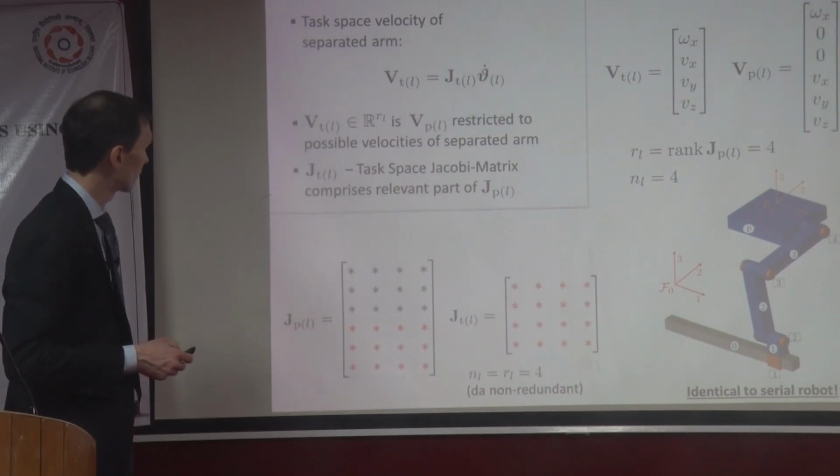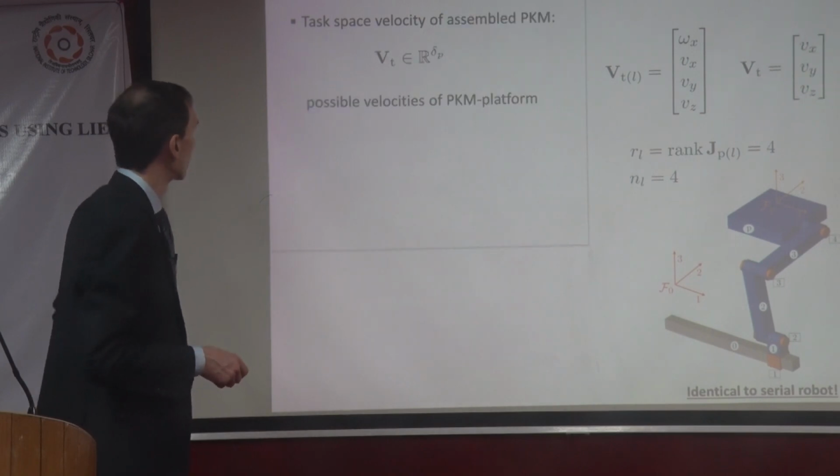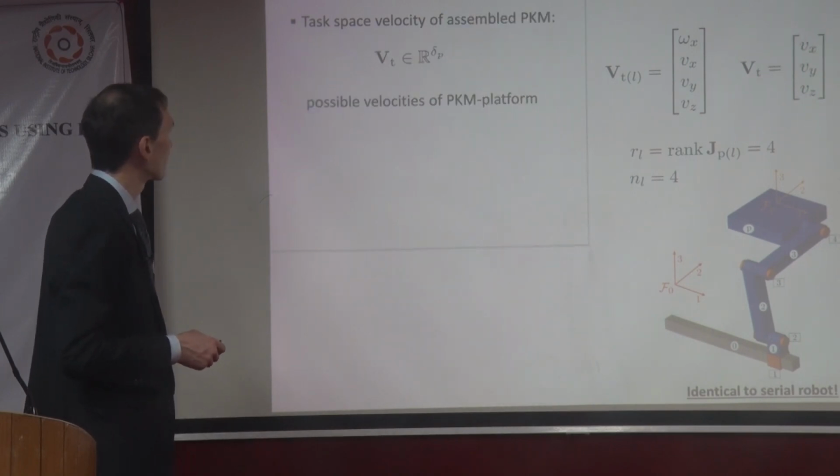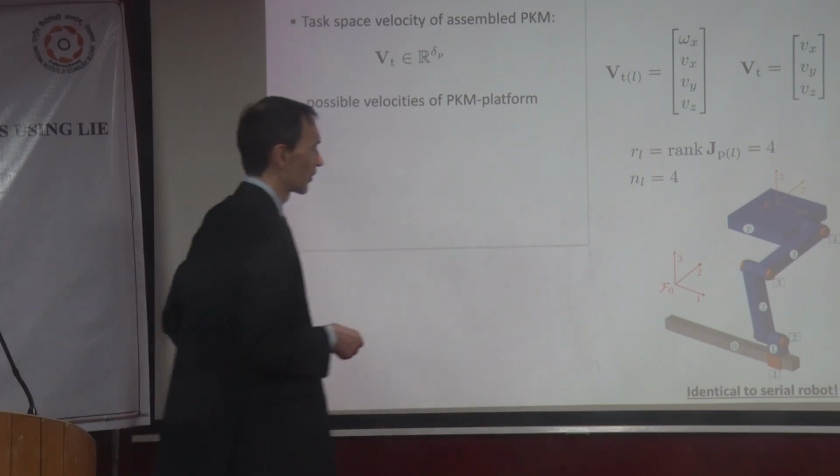Now I'm getting a bit confused in my own task composer report. Anyway, this is what I said already. Okay, so we have the task space velocity of the assembled velocity also to be considered.